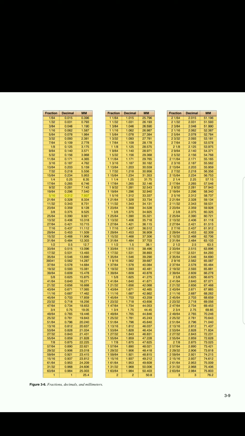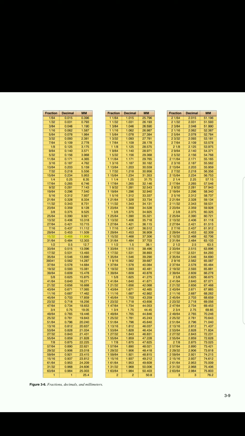5/16ths, 0.312, 7.937. 21/64ths, 0.328, 8.334. 11/32nds, 0.343, 8.731. 23/64ths, 0.359, 9.128. 3/8ths, 0.375, 9.525. 25/64ths, 0.390, 9.921. 13/32nds, 0.406, 10.318. 27/64ths, 0.421, 10.715. 7/16ths, 0.437, 11.112. 29/64ths, 0.453, 11.509.